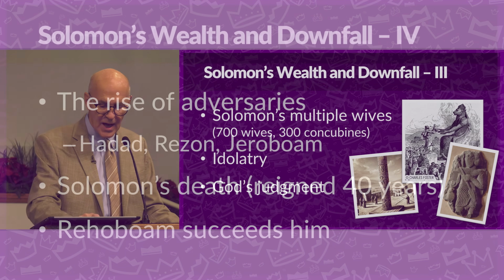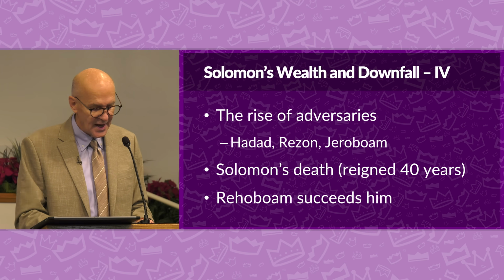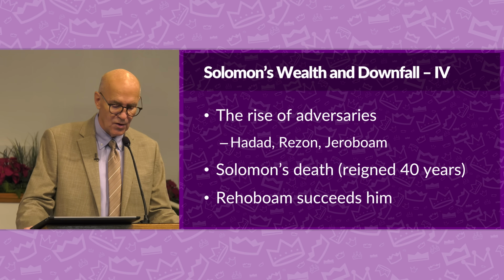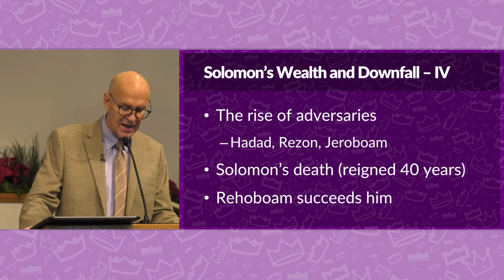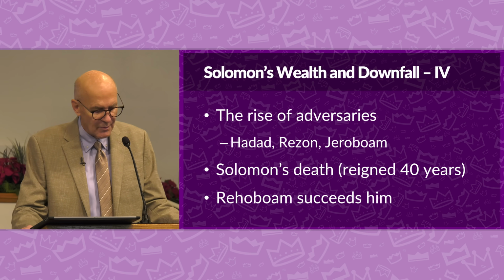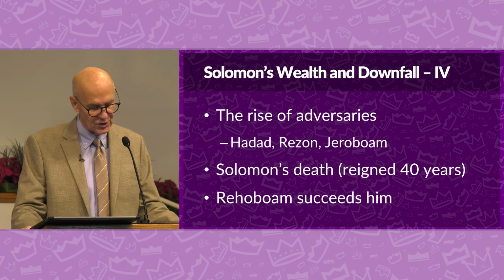And so, as Solomon's reign progresses, God raises up adversaries to challenge his rule, foreshadowing the instability that will follow his death. For example, Hadad the Edomite, a royal from Edom who had fled to Egypt during David's reign, returns to become an enemy of Solomon, stirring rebellion against Israel. 1 Kings 11, 14-22.